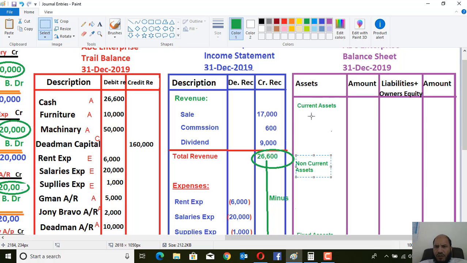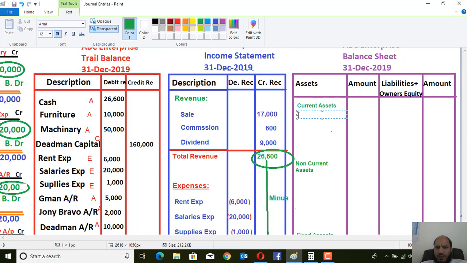Dear students, now let's put all the relevant accounts over here, the sub accounts. So cash is one of the account types, and the amount of cash is over here, 26,600.